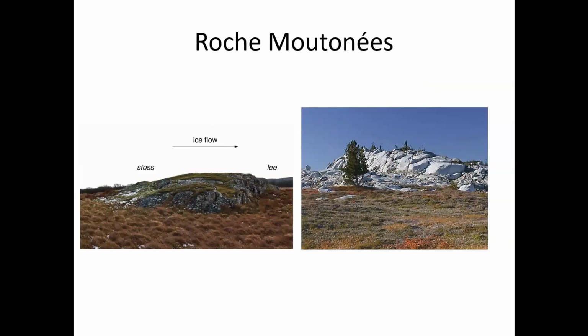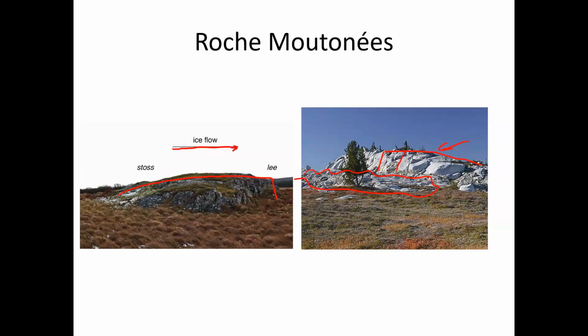And we can use these Roche Moutonées, like this low one that we have here, with the cliff face there, and this one that we have here, the cliff face there and the boulder pile at the bottom, to figure out which way the ice was flowing. So the ice on this one must have been flowing in this direction, and the ice on this one must have been flowing in this direction.